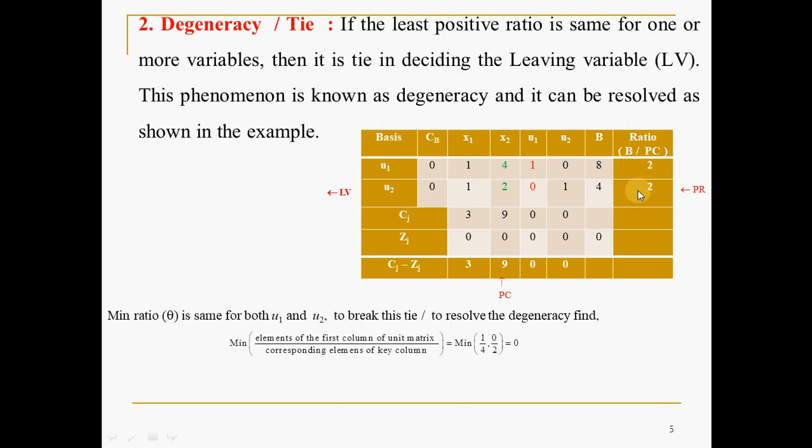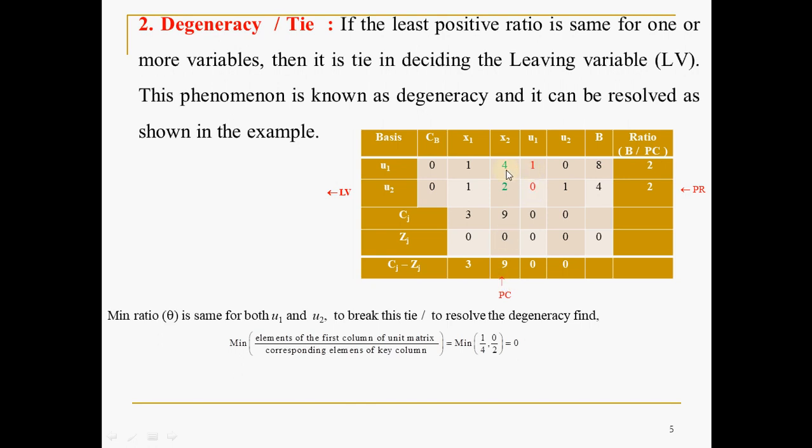That's why, to avoid that, what you can do is resolve the tie, or the degeneracy, well in advance. This phenomenon is known as degeneracy whenever the least positive ratio is repeated, and it can be resolved as explained. The only thing is you have to find the ratio of elements of the first column of the unit matrix to the corresponding elements of the key column or pivot column. You have decided this is the pivot column, or key column.